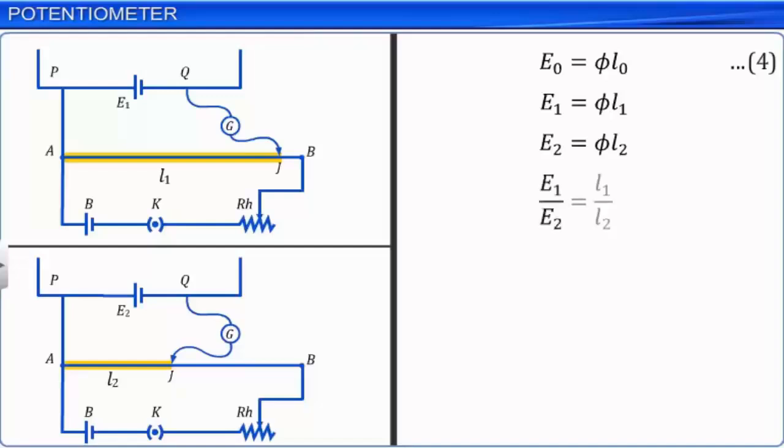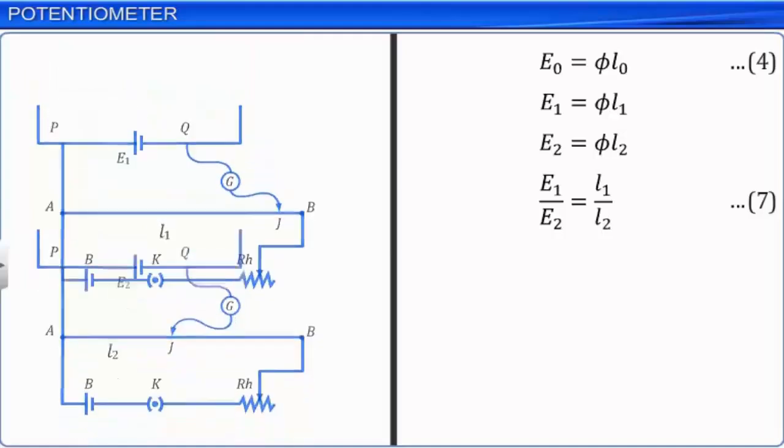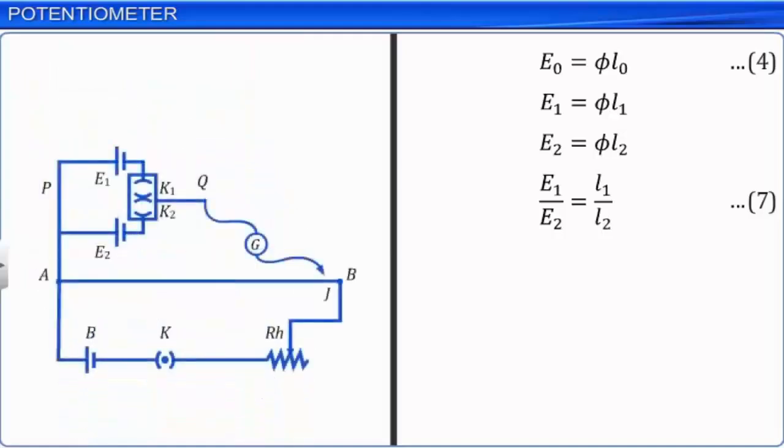If both cells are to be connected at the same time, we use a two-way key in the secondary circuit for convenience as shown. If key K1 is pressed, the cell with EMF E1 is connected in the secondary circuit and the balancing length L1 is obtained. If key K2 is pressed, the cell with EMF E2 is connected in the secondary circuit and the balancing length L2 is obtained.